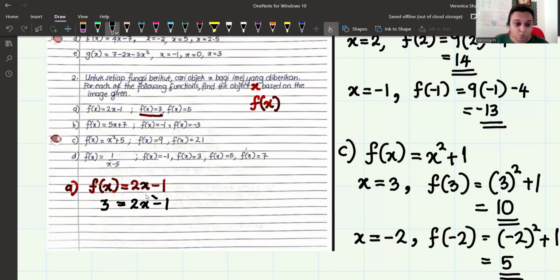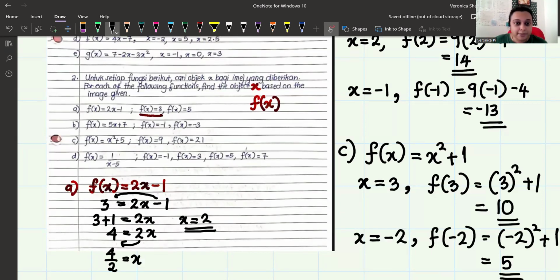So I move the 1 to the front, so it becomes plus, right? So 4. Then I move the 2 to the front. This one, some students want to minus, but cannot, because the 2 and the x are together. If anything is attached together, that means it's multiplication. So how to separate them? You divide. So 4 divided by 2. So you see, you got your x ready here. This is the object, 2. Okay, this is the first one.